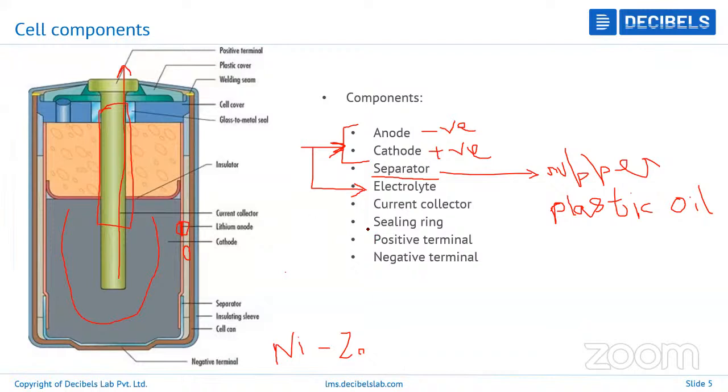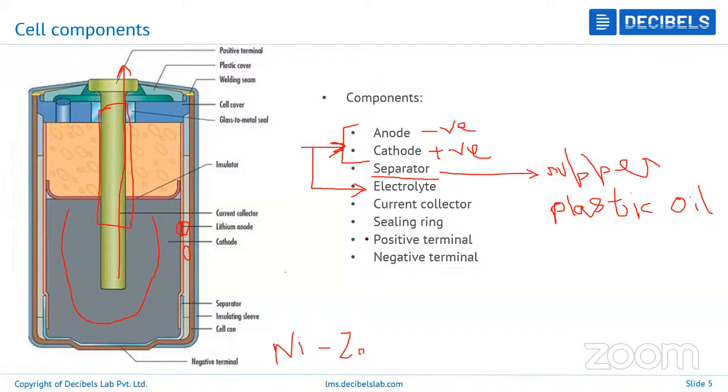The sealing ring is a device that simply keeps the chemicals inside the battery. So basically, it should not leak outside the battery. Otherwise, it can cause some toxic harm to people. It can cause some damage to the environment. So in order to prevent any leakage from happening from inside the cell to the outside of the cell, or to prevent any dust from entering into the cell, for that reason, a sealing ring will be used.